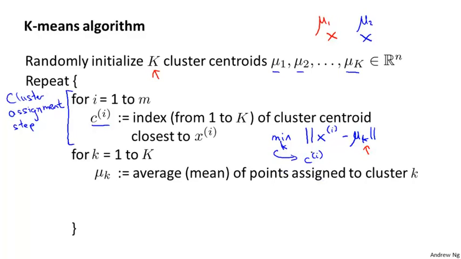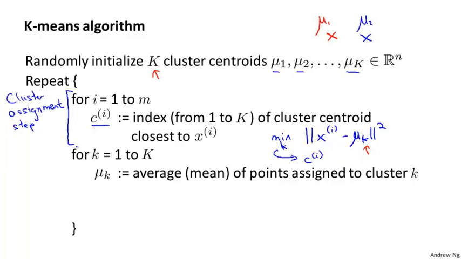By convention, here I've written the distance between xi and the cluster centroid, but people actually tend to write this as the squared distance. So we think of ci as picking the cluster centroid with the smallest squared distance to my training example xi. Of course, minimizing squared distance and minimizing the distance should give you the same value of ci, but we usually put in the square as a convention that people use for k-means. So that was the cluster assignment step.